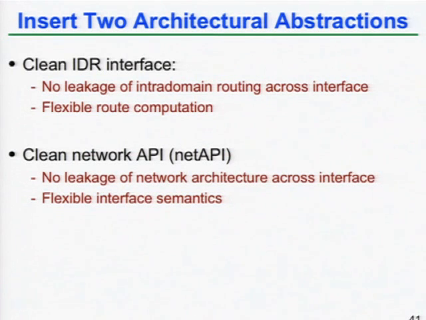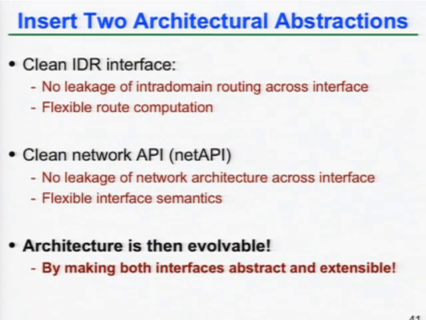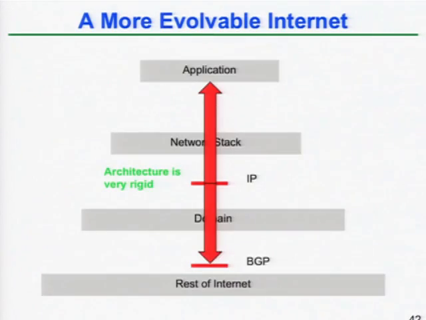And then we define a clean network API so that there's no leakage of the network architecture into the application. Why does the application need to know about how you do addressing? It ought to be dealing with names, right? And you just make sure it has flexible interface semantics so you can do pub sub or whatever else you want. It's not limited to sockets. And I claim if you do this, the architecture is evolvable. You're done.